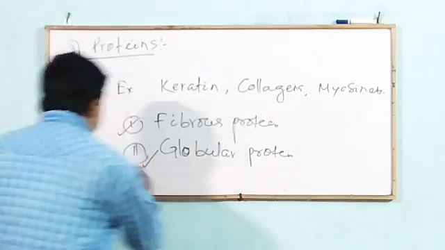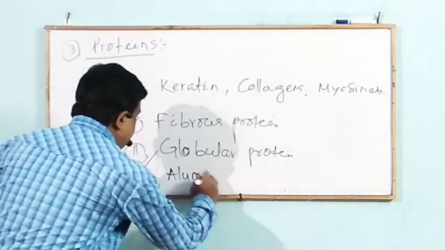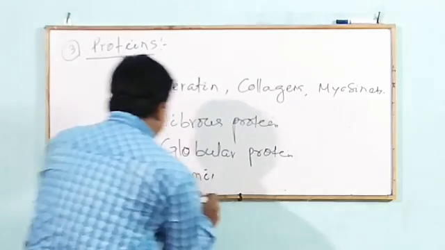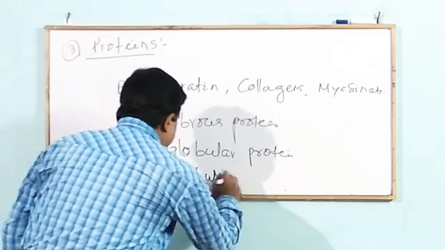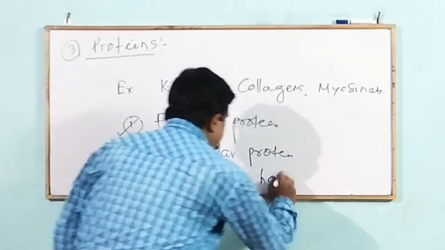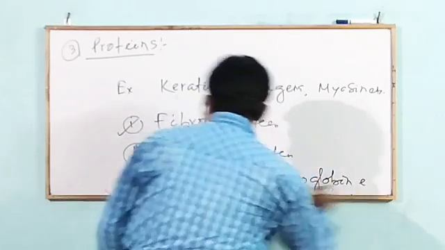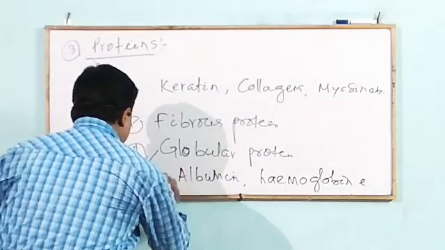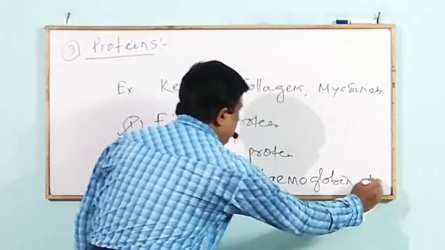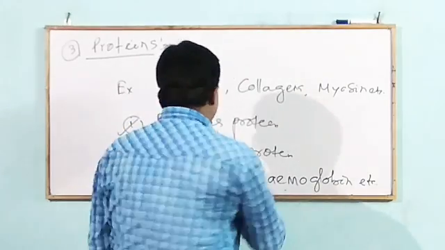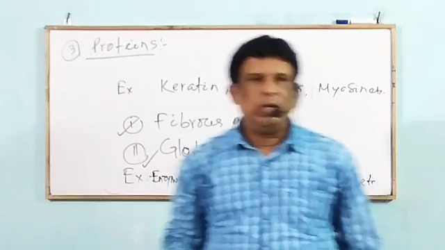Examples of globular protein are albumin in egg, hemoglobin, enzyme, etc. Fibrous protein is insoluble in water, globular protein is soluble in water.